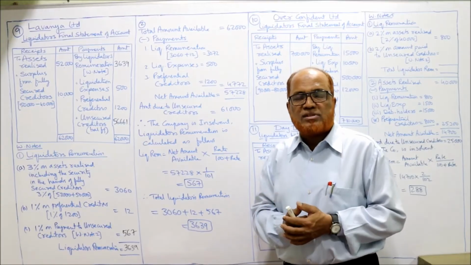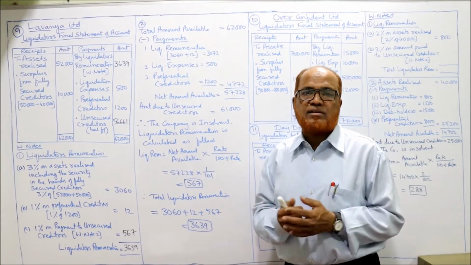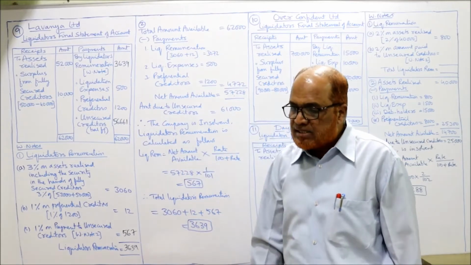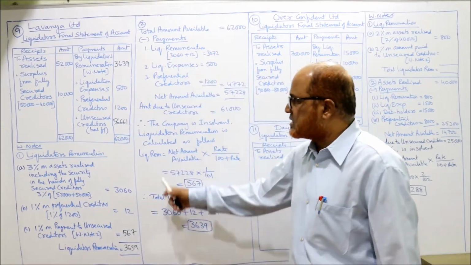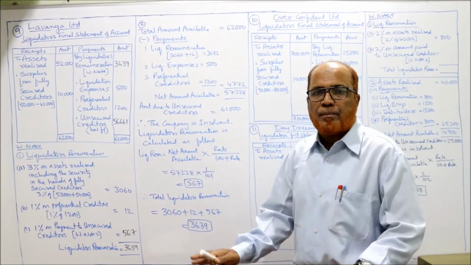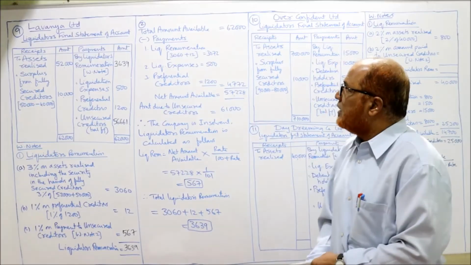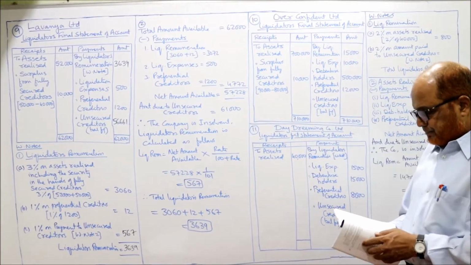But the company does not have sufficient funds. They have to sacrifice. So the unsecured creditors will get only 56,661. That's it. This is the complete problem on liquidator's final statement of account. Now see the next problem, the 10th one.